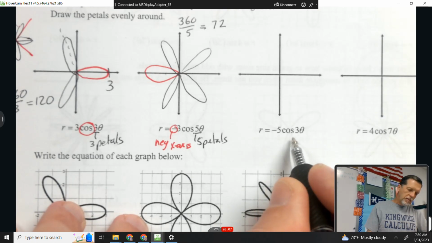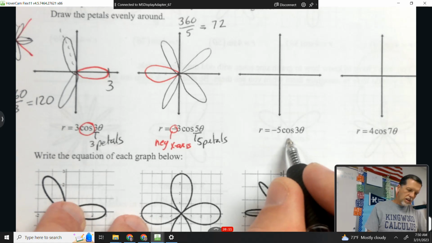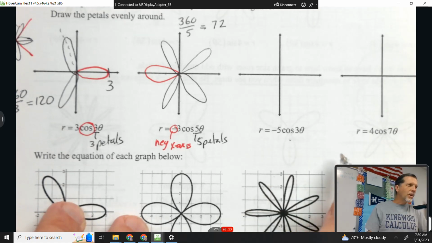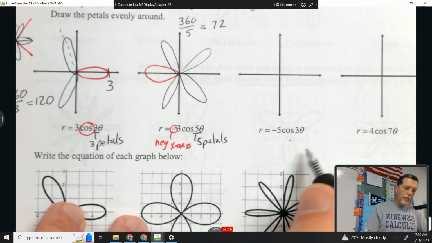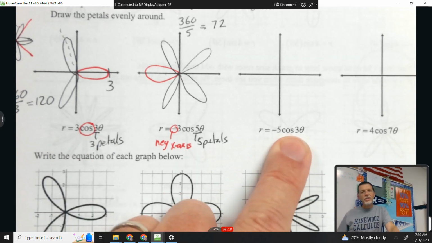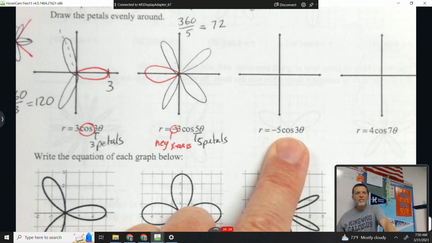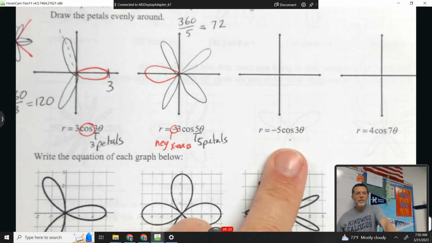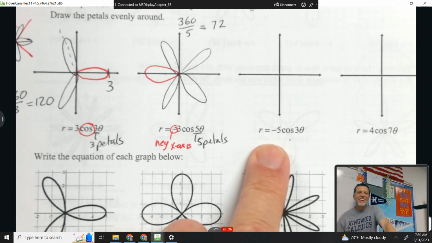-5 cosine 3 theta. Do we need to do the last two? Are we okay? Okay, we won't draw them. How many petals does this one have? 3. Where's the first one? You guys are pointing. Yes, negative x-axis because of the negative.